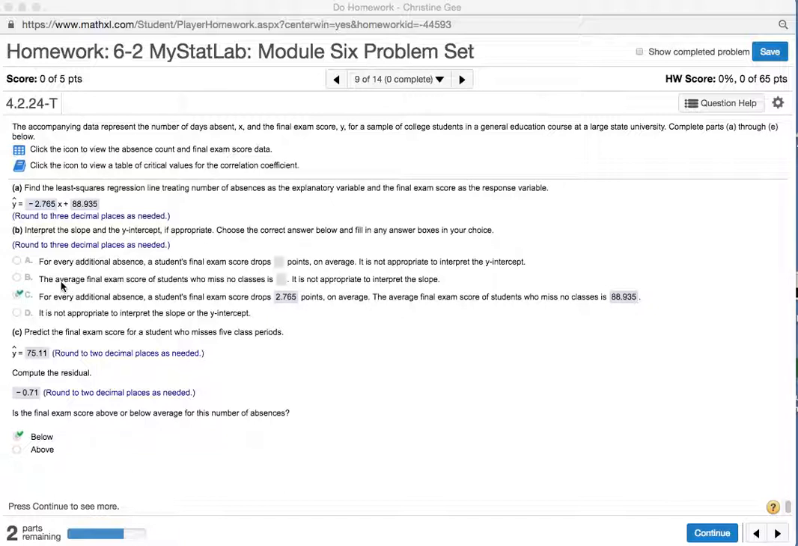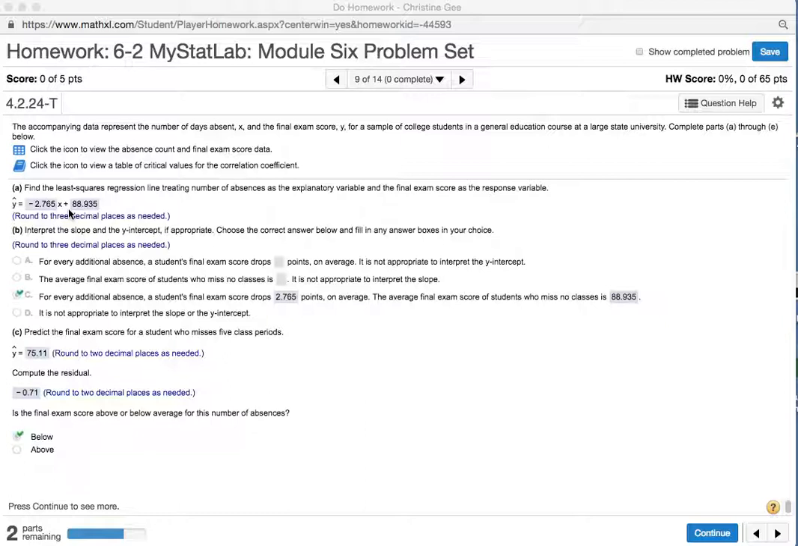That's not true. So the average final exam score of students who miss no classes would be 88.93. It is not appropriate to interpret the slope. That's not true. So here, for every additional absence, a student's final exam score drops 2.765 points on average. Because it says drops, I didn't put the negative sign in there, but that's telling us it's going down. And then the average final exam score of a student who misses no classes is 88.935.